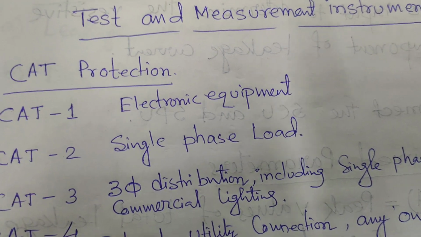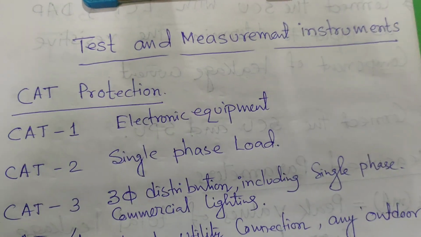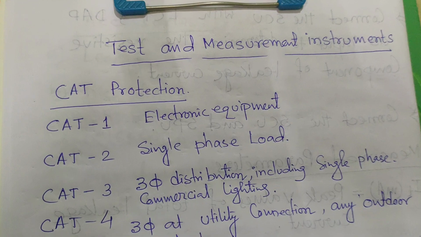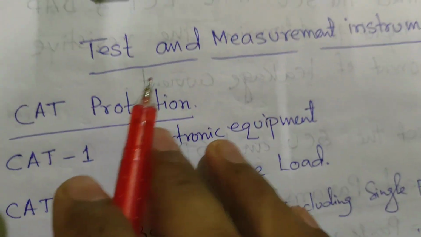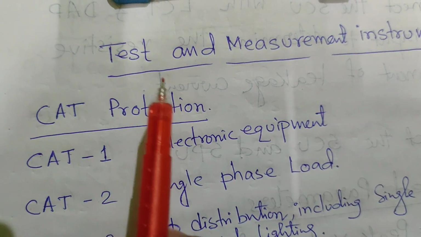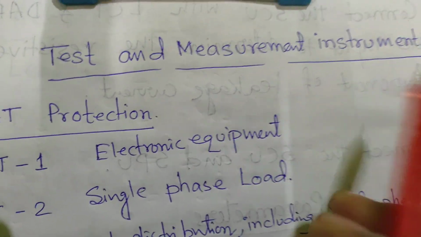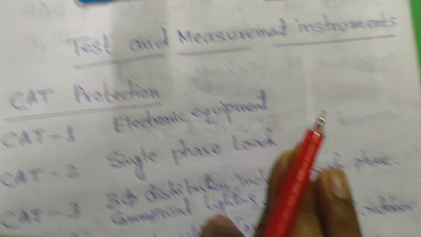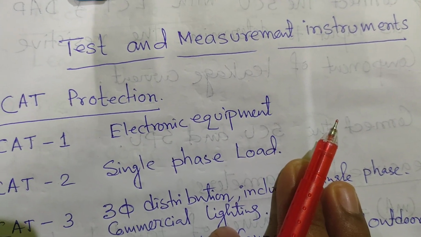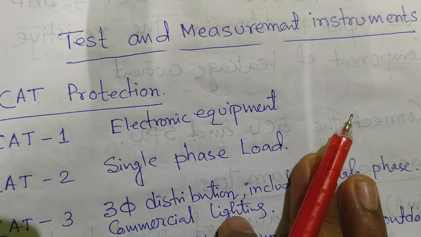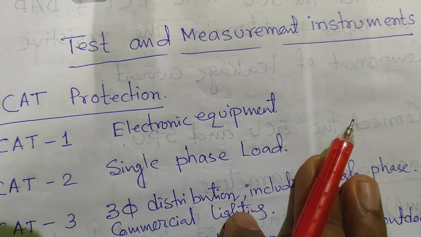Today's topic is about the test and measuring instrument. When we are thinking about the test and measuring instrument, the first thing that comes to our mind is the multimeter. What is the function of the multimeter?